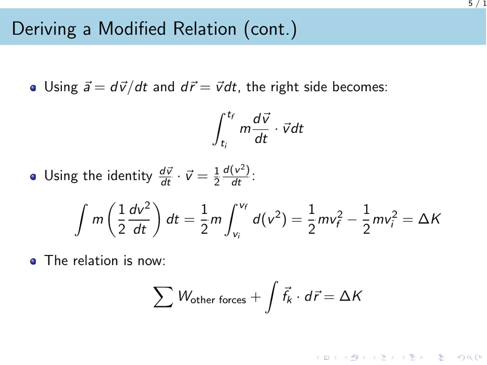The expression dv over dt dot v is equal to 1/2 times the derivative of v squared with respect to t. Substituting this in and integrating, we find the right side simplifies to 1/2 m v final squared minus 1/2 m v initial squared. This is, by definition, the change in kinetic energy, delta K. Our final derived relation is that the sum of work done by other forces plus the integral of F sub k dot dr equals delta K.